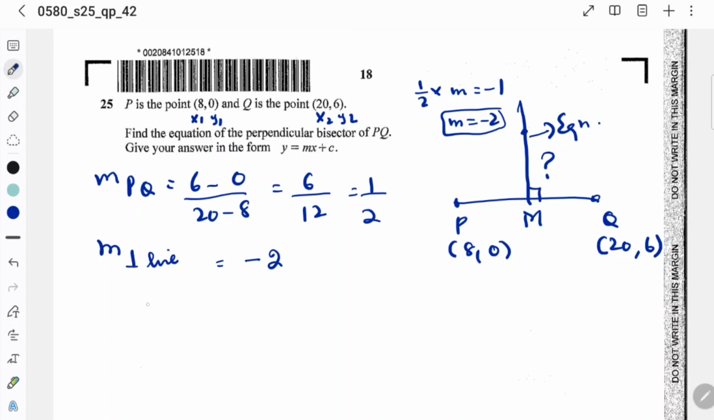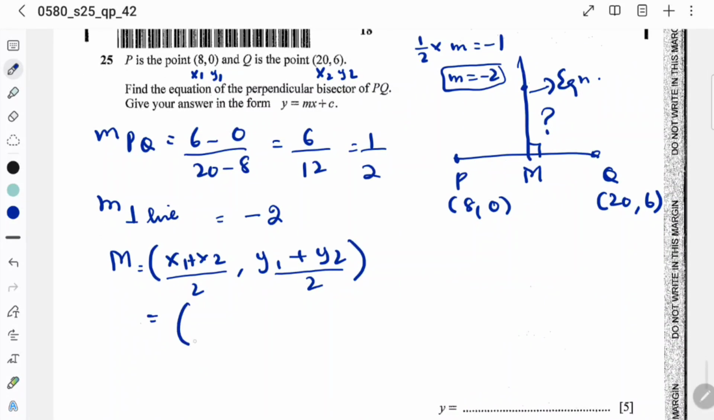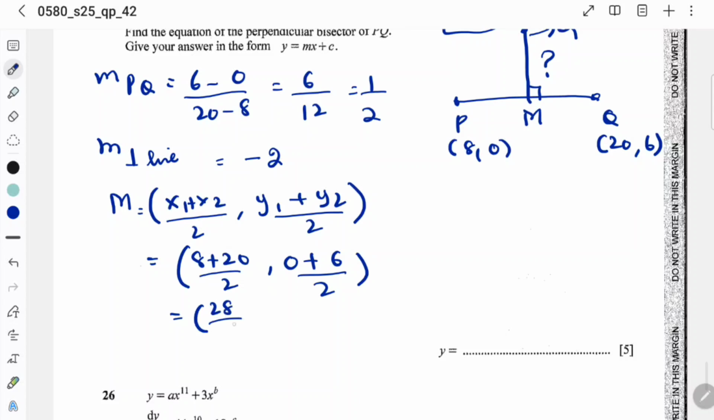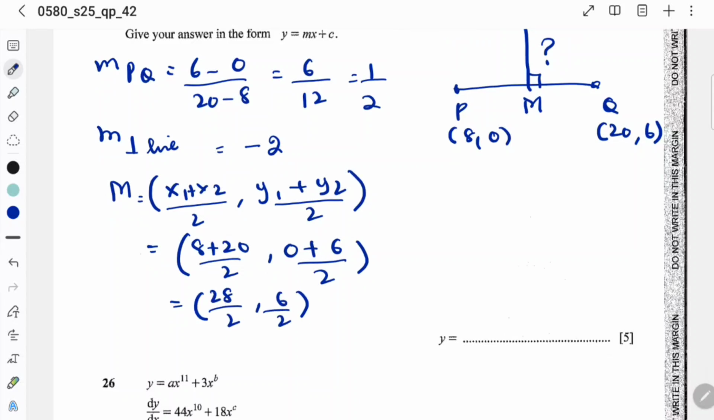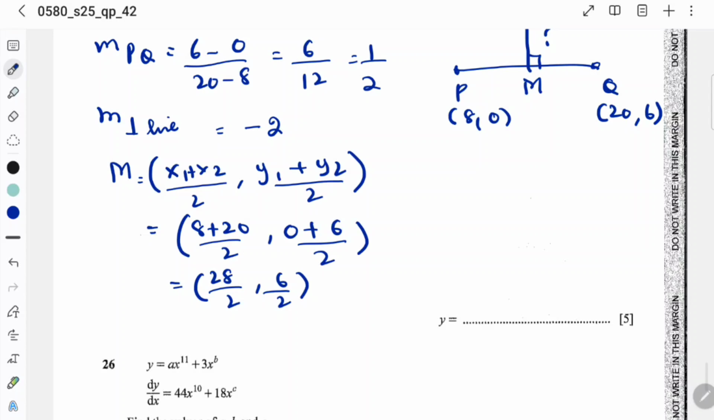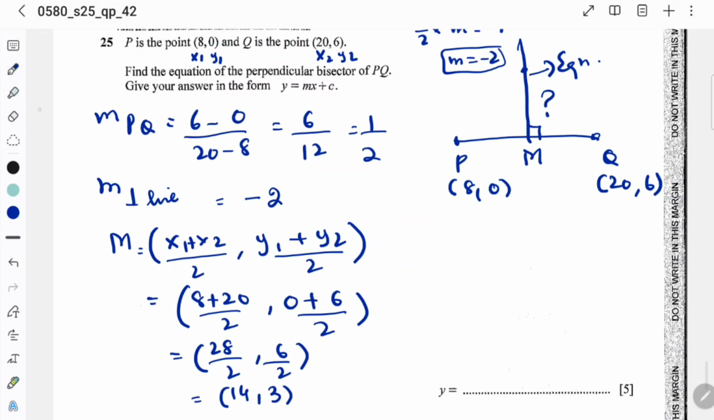Okay, now we find the midpoint to get the value of x, to get the value of your equation. x1 plus x2 upon 2, y1 plus y2 upon 2. Alright, PQ midpoint: 8 plus 20 upon 2, 0 plus 6 upon 2, that is 28 upon 2 and 6 upon 2, which equals 14 and 3. That is the midpoint. Now we are going to find the equation.